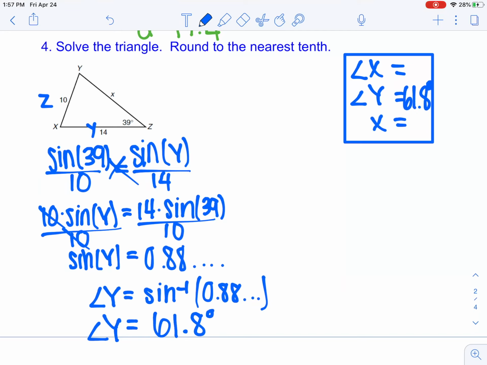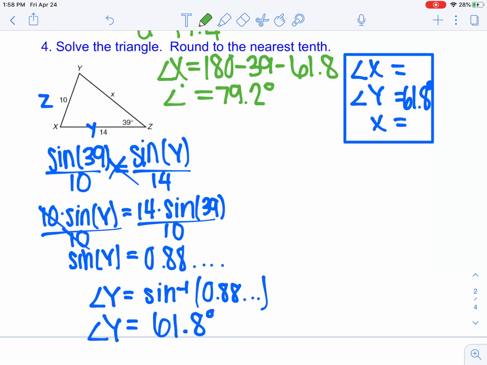Alrighty, so now we just need to find angle X and X. The next thing that I would do here is subtract from 180, because now we have two of our angles. So we can say that the measure of angle X equals 180 minus 39 minus 61.8. And that gives us 79.2 degrees.